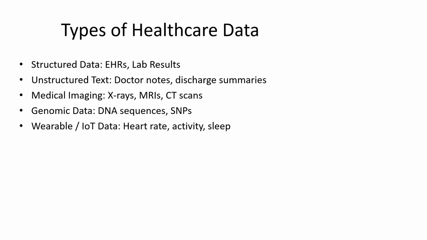Next one is medical imaging, like X-ray, MRI, CT scan. Genomic data refers to DNA sequences or SNPs. Some data is generated from electronic devices or IoT devices, like heart rate, total human activity, or sleeping time, which comes under wearable or IoT data.